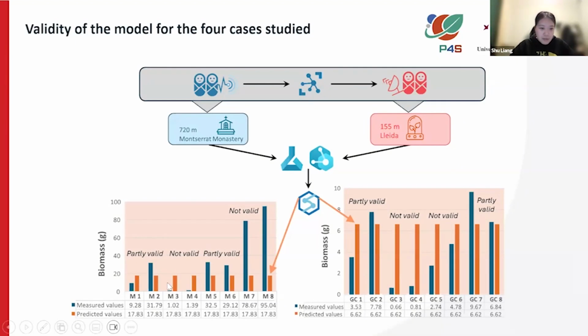For the mountain, the normal soil sample and the regolith sample are partly valid. But what is very interesting is that for the growth chamber, the normal soil sample and the fertilizer sample are particularly valid.